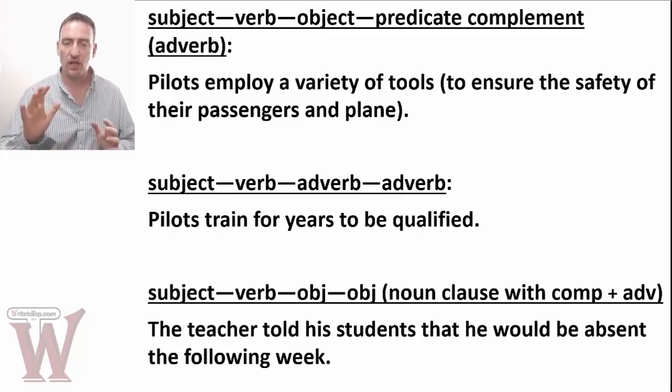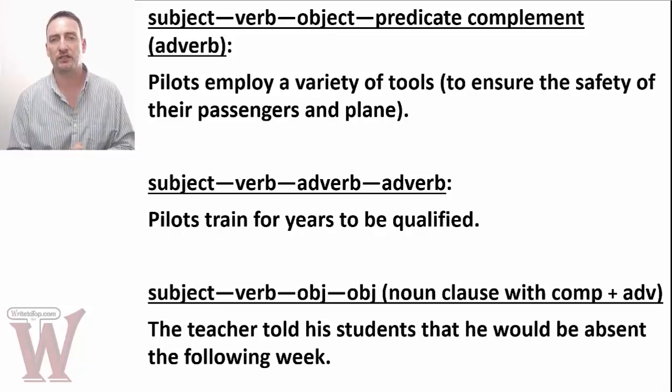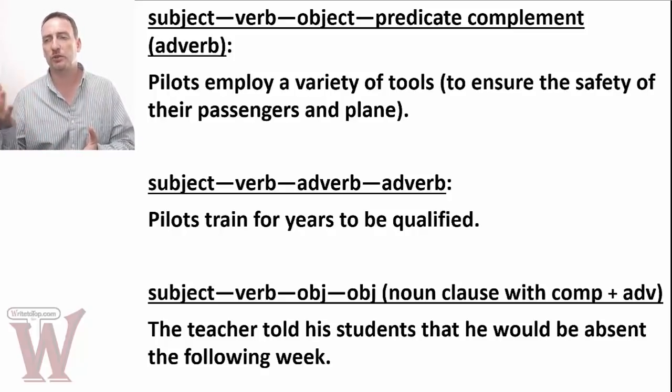Okay? Now, here's some combinations. Subject, verb, object, and predicate complement. The complement to the entire predicate as an adverb. Pilots employ. Employ here means use, not like give a job to. Pilots employ or pilots use a variety of tools. This is a complete clause, a complete subject and predicate, but I need more information. They employ a variety of tools to ensure the safety of their passengers and plane.